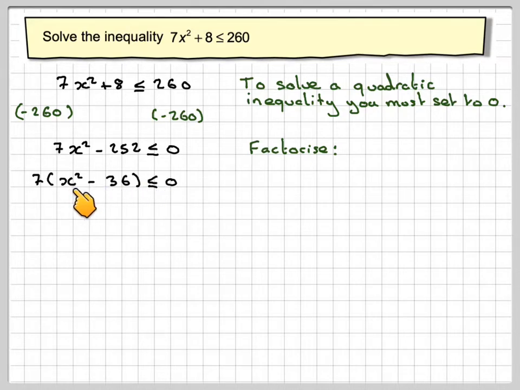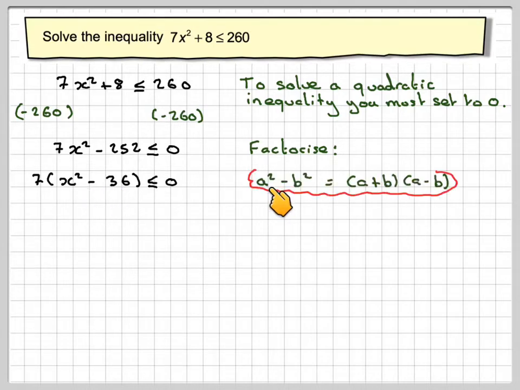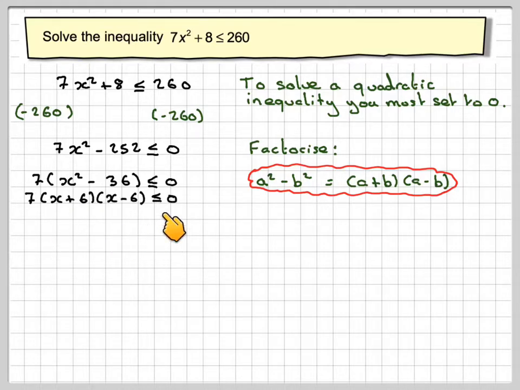Now you might recognise this as a squared minus b squared, and you need to know that a squared minus b squared is the difference of two squares. It can be factorised to (a plus b)(a minus b), a being x and b being 6. Note 6 squared is 36. Okay, this is worth learning. So factorising, we've got 7(x plus 6)(x minus 6) is less than or equal to 0.